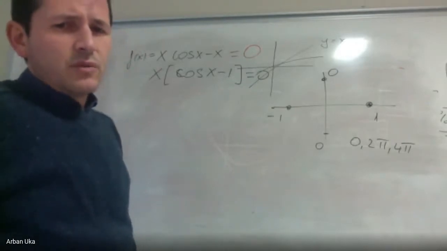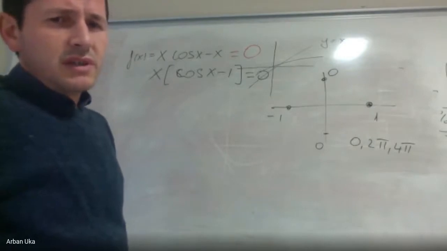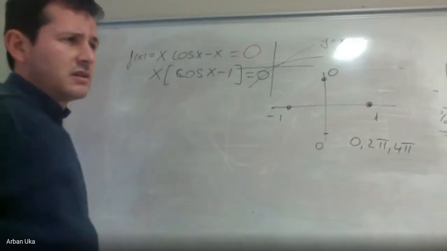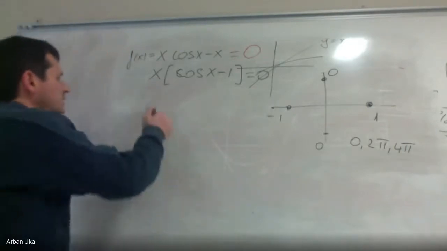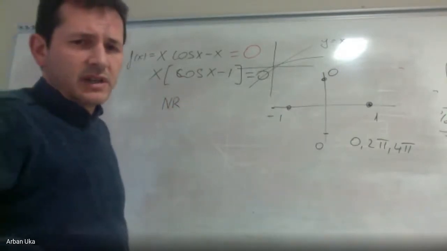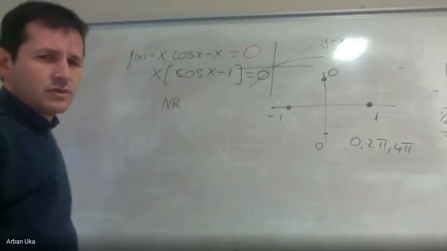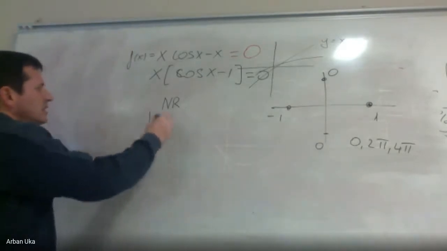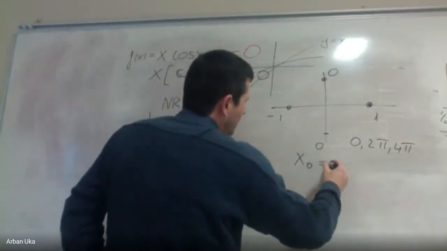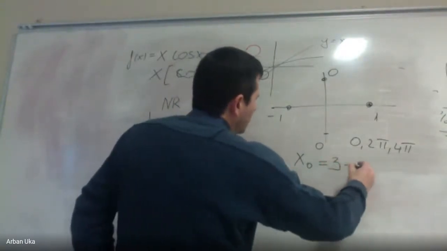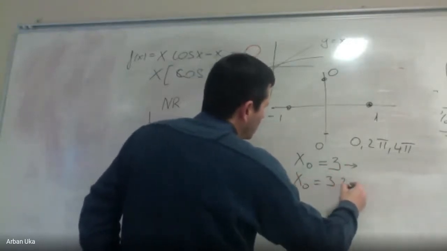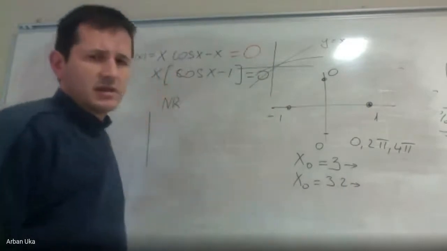But then, as a homework, I just want you to see what happens to the value that is found using NR, using Newton-Raphson, if we start from x0 from 0 to 6. So here, assuming that we are starting from some x0 equal to 3, where does this converge? If we have x0 equal to 3.2, where does this converge, and so on?